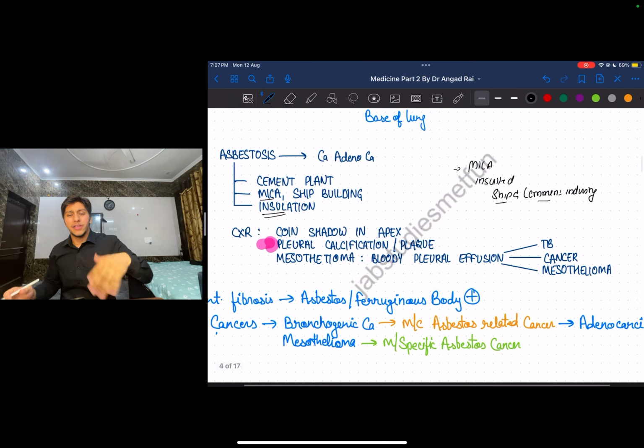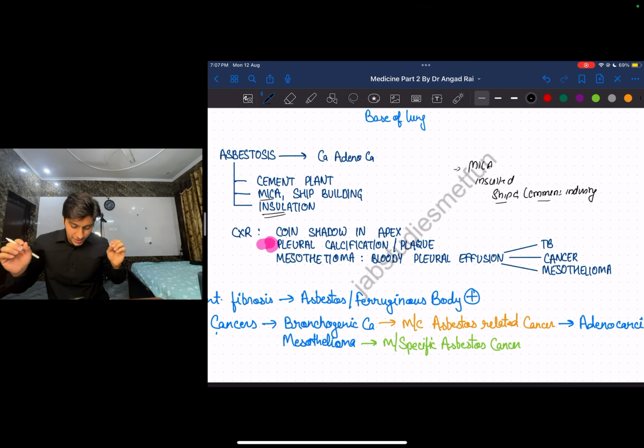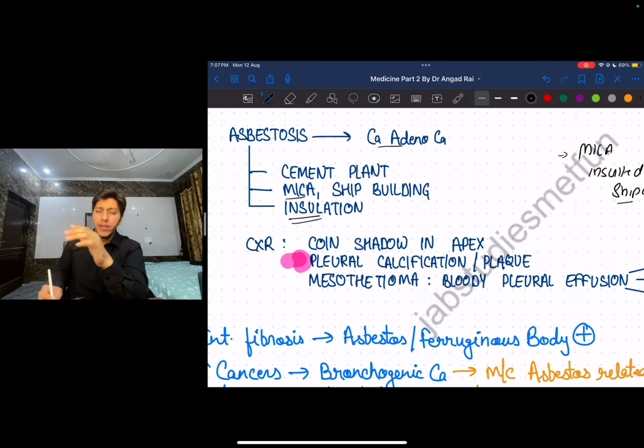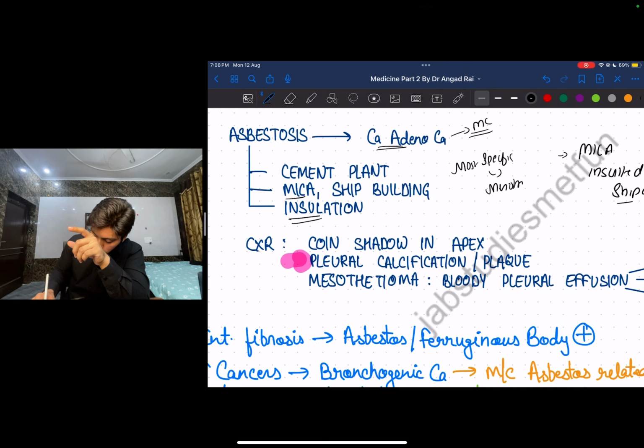Otherwise, you can remember it in whatever way you want. Now, what I want you to know is that in asbestosis, the most common type of cancer is adenocarcinoma. Whenever anyone thinks about asbestosis, they might always think about mesothelioma. Remember, adenocarcinoma is going to be the most common type, while if they ask you which is the most specific, that time you have to mark mesothelioma.